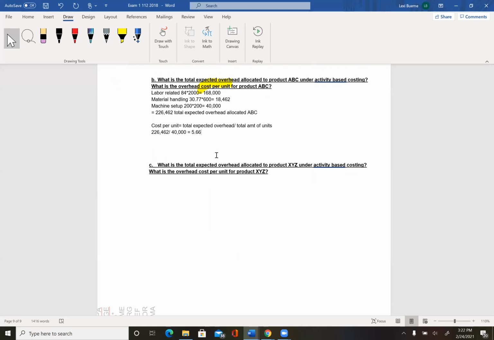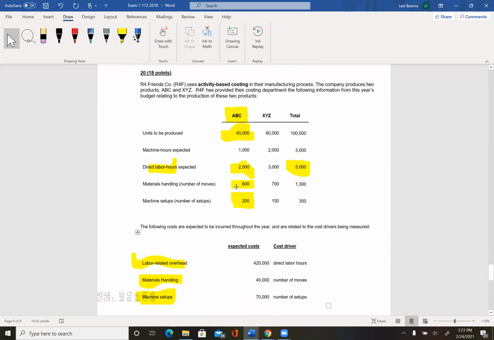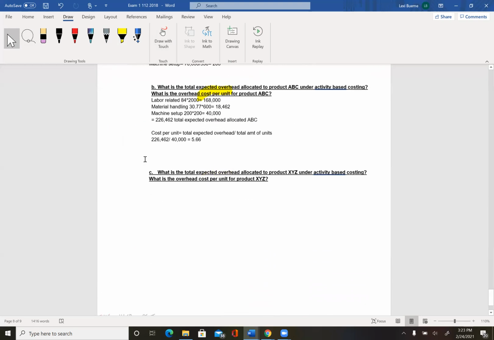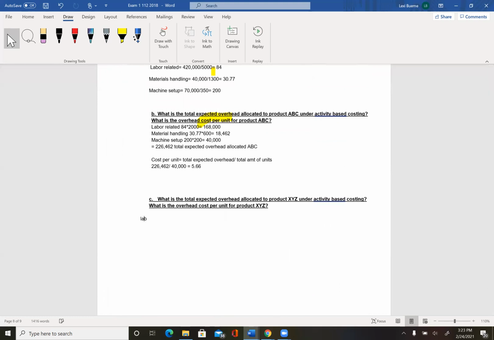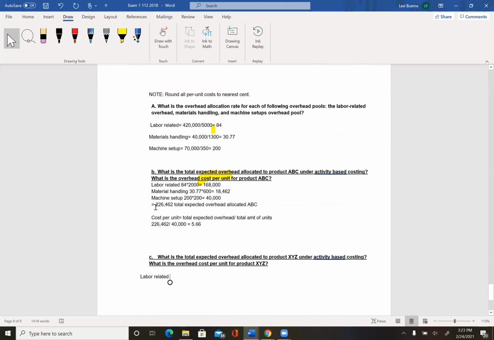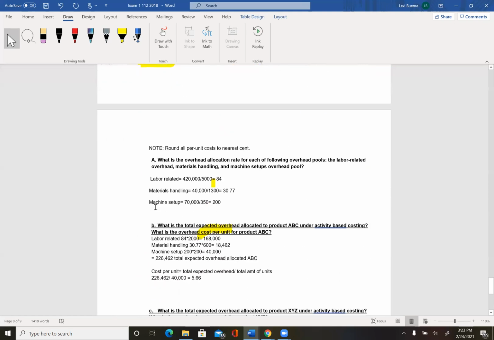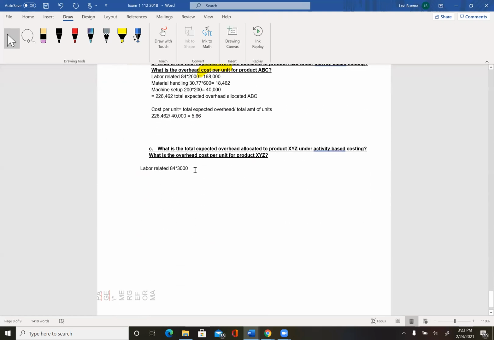And then for C, we're going to look at XYZ now. So we're going to look at all of the numbers on this one. So for XYZ, we're going to do the same thing that we did above. So labor related, we're still using the amounts from A. So 84, we're multiplying that by 3,000. That 3,000 is going to come from right here, the direct labor hours expected. And that will give you 252,000.